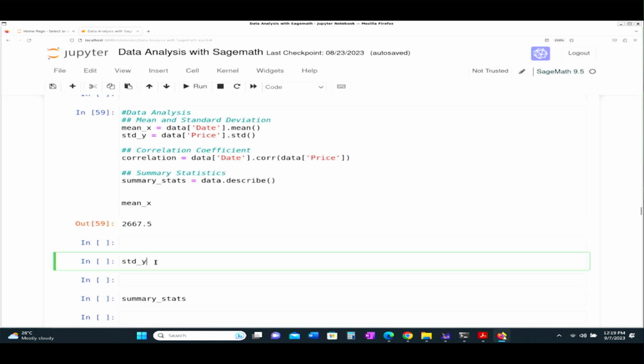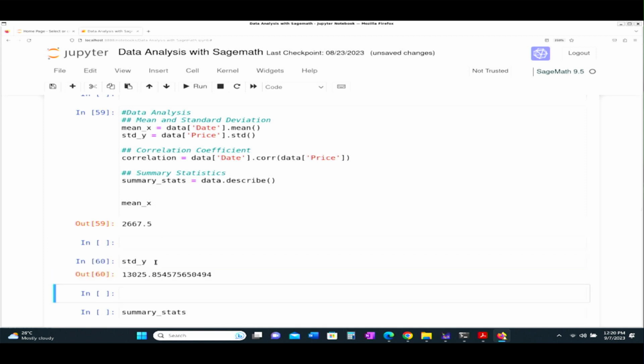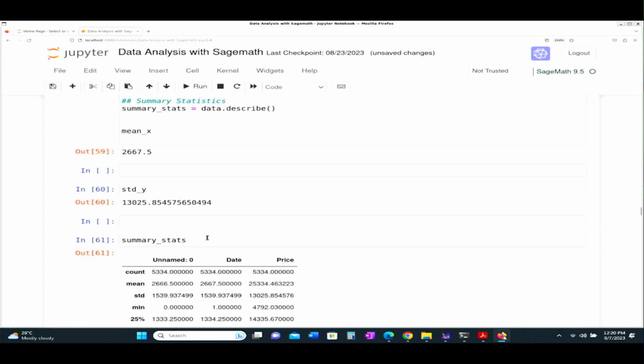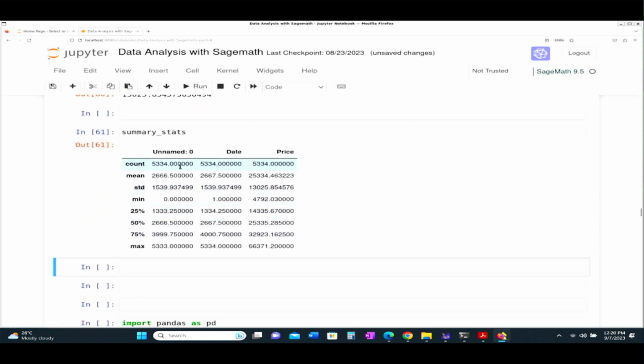So this is the mean, and if I want the standard deviation, I have the standard deviation. And then if I want the summary statistics that is well known for R, you can see it. The count for each of the columns, the mean for each of them, date, price, the standard deviation, the minimum, and then all these quantiles. And then the max.